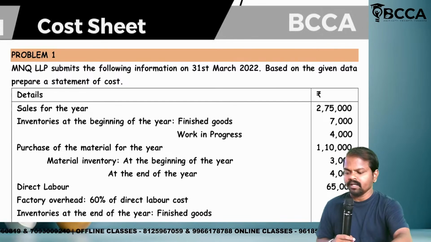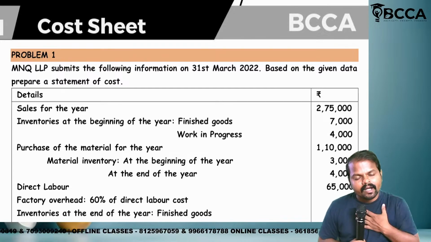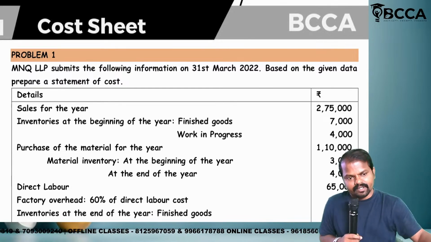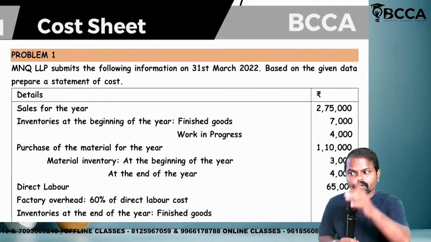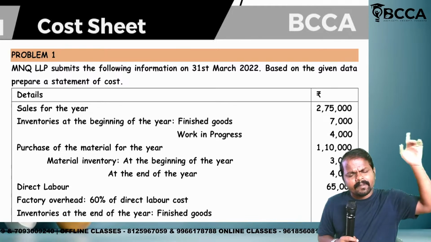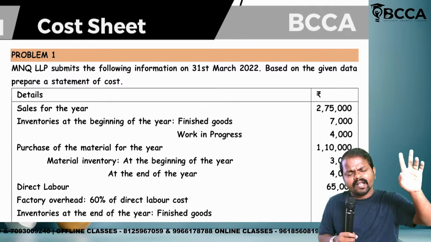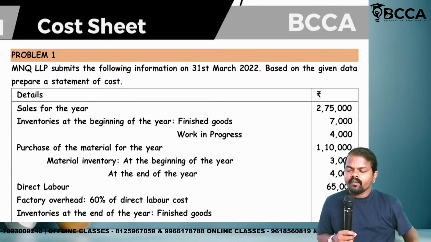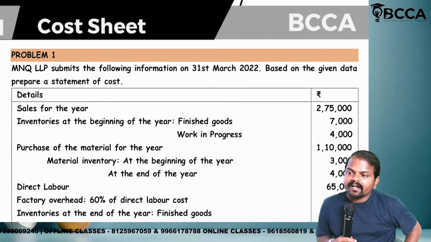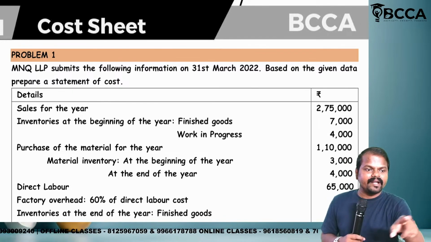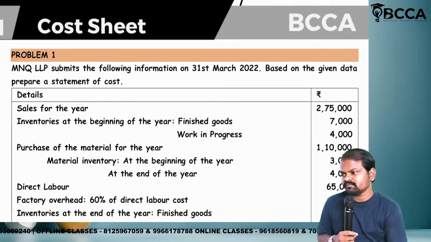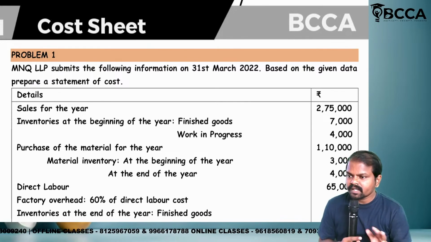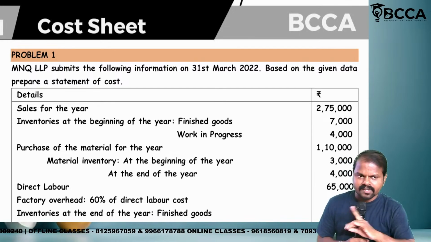For example, if I read question number 1 and get to know you are required to prepare a cost sheet, don't read the data. They are asking for a cost sheet. Please remember the format: direct material, direct labor, direct expense, prime cost, like that going on. What is the first line? Direct material. Please search where the direct material is. It will be easy. Is it clear? We will solve the question.